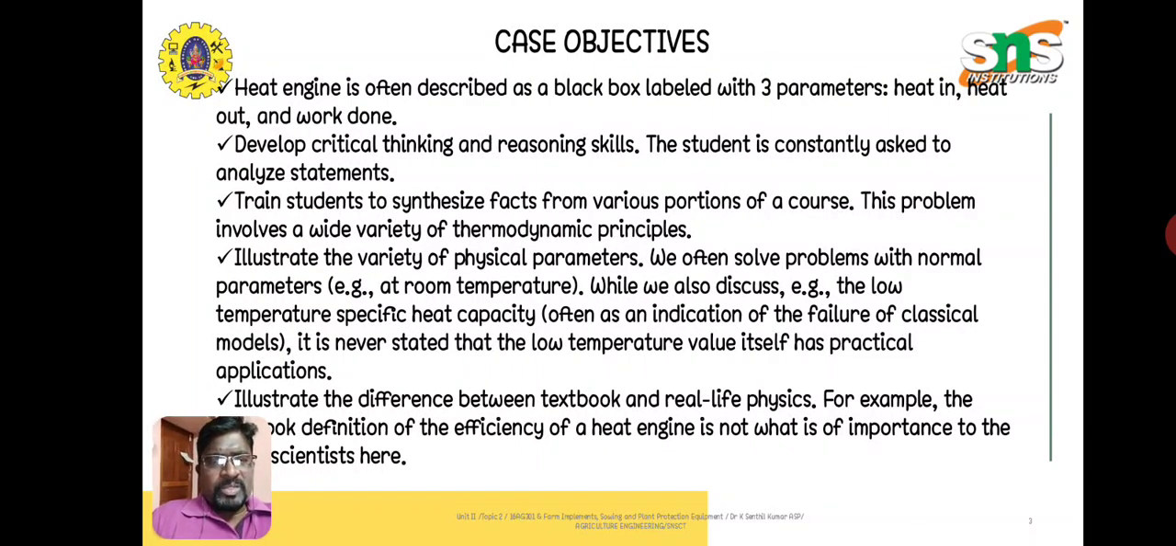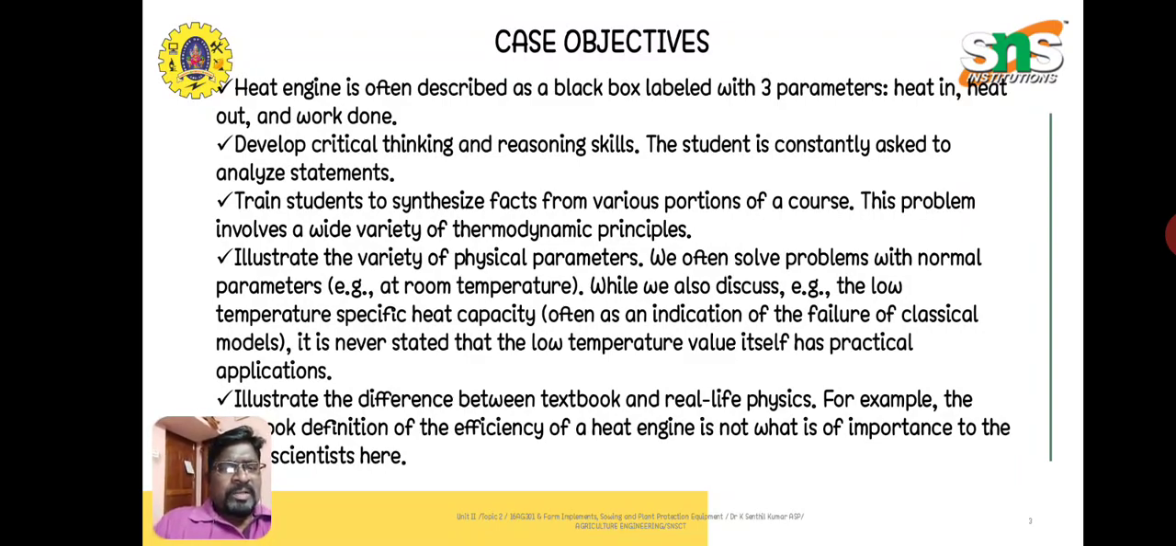It also illustrates a variety of physical parameters. We often solve problems with normal parameters, for example at room temperature, that means normal temperature and atmospheric pressure. We used to solve most of the problems that way, but in actual industry, it is not the case. So we want to think about other things. That means we want to vary the temperature, we want to vary the pressure, etc.